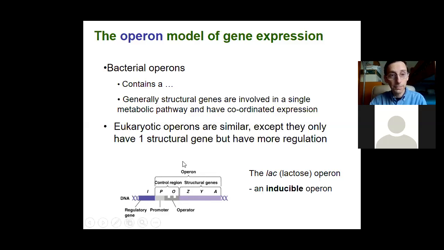So in a way, eukaryote operons are simpler. There's only one structural gene in an operon. However, eukaryotes are more complex in their operon, and that is they have many more regulatory units controlling the expression of an operon. Any question about any of that?